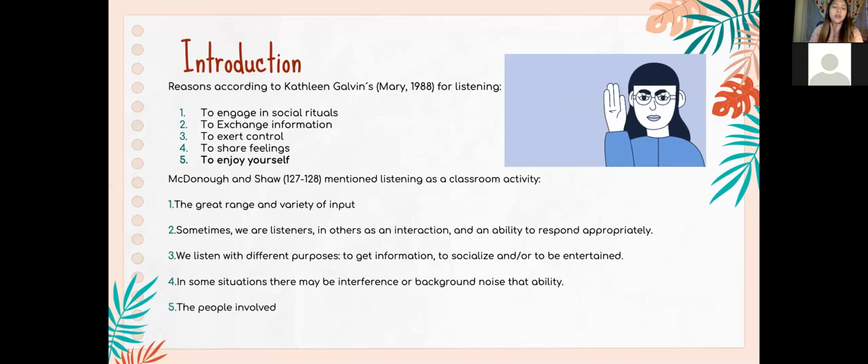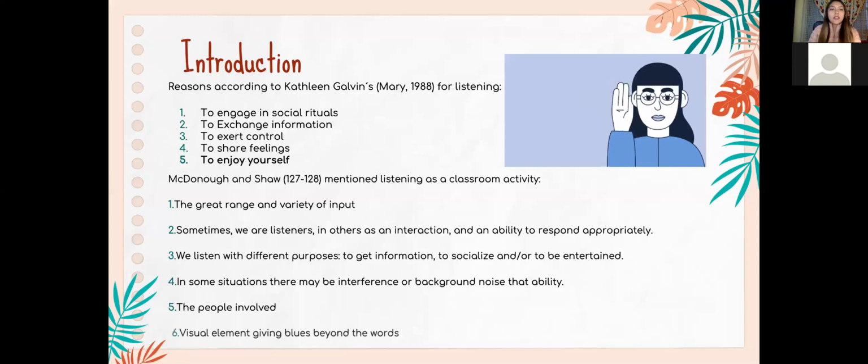Finally, the people involved in the communicative process could be a key to understanding. It could be related to when we are watching movies, TV programs, or face to face with someone. So that was the last one, about the visual element that I was talking about. It is with keywords that help us to understand the message better.